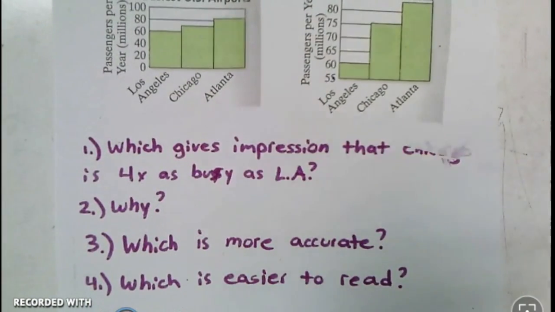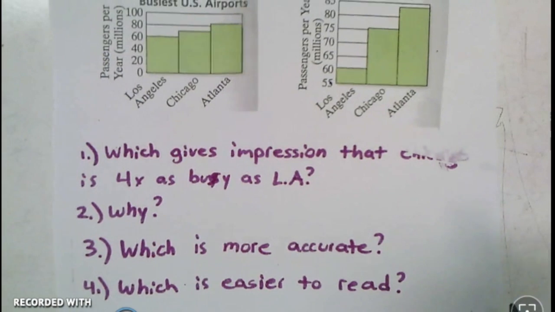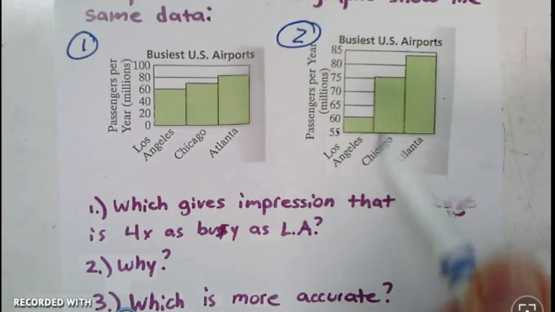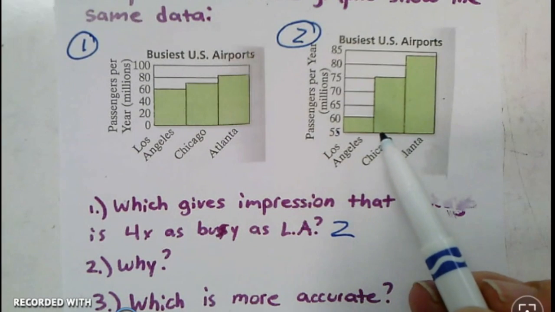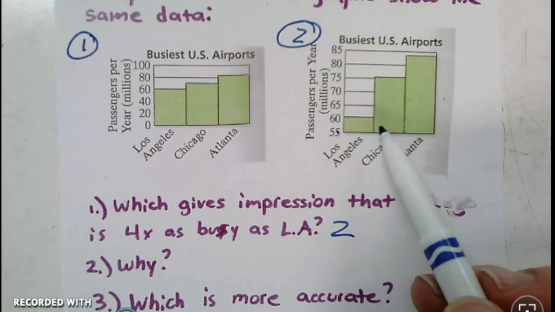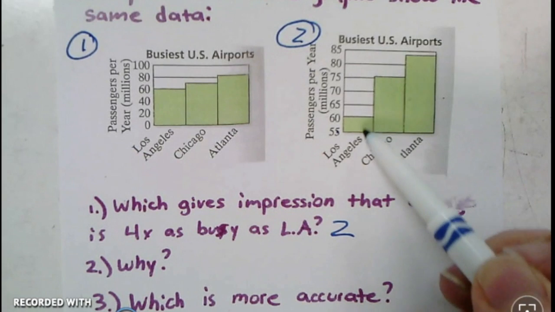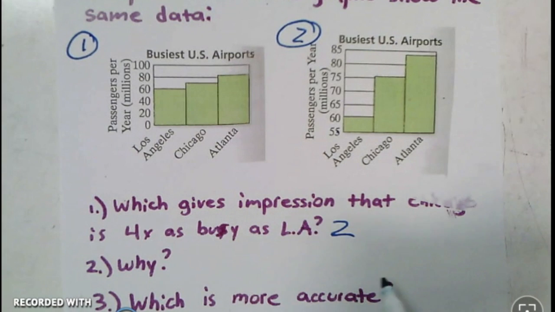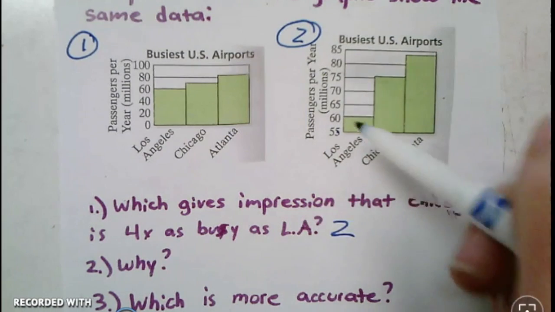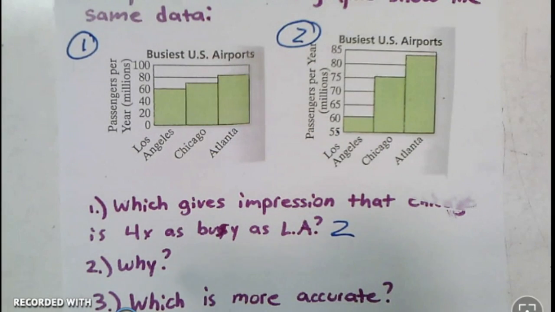So which graph gives the impression that Chicago is 4 times as busy as LA? Which one gives that impression? Graph 2 does that. Is it really 4 times? No, it's not really 4 times busier, but it looks like it's 4 times busier since this is 4 times as much as this. So write that in there on the Y. Pause the video and write the Y. All right, so your answer would be that the graph looks like it goes up 4 times the amount in this one because it's only going up by intervals of 5.